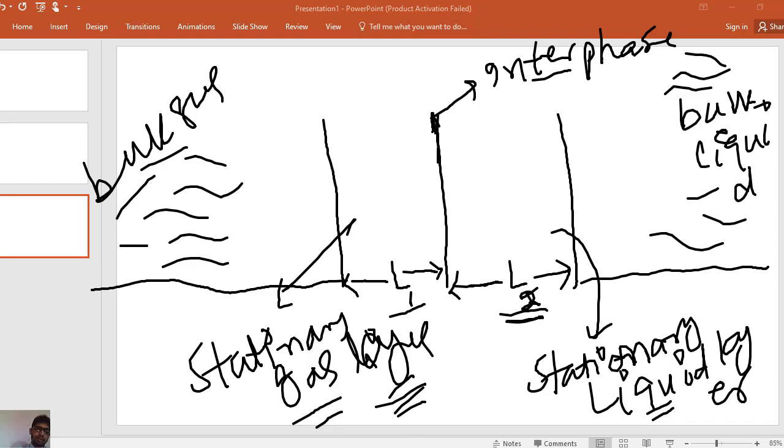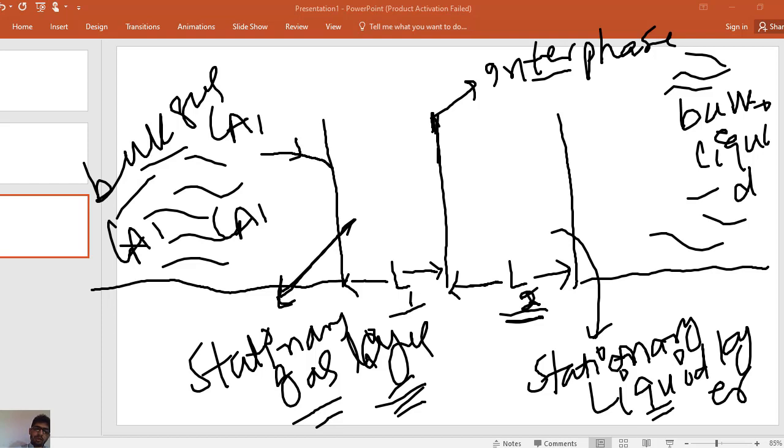This is component A in the bulk of gas. The concentration of component A in the gas bulk region is Ca1, and the concentration everywhere in the bulk gas region is constant because it is a well mixed region. So first of all component A comes from the bulk gas region to the stationary gas layer. This is the stationary gas layer.